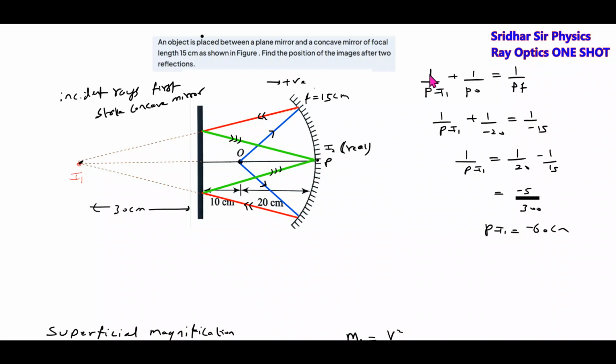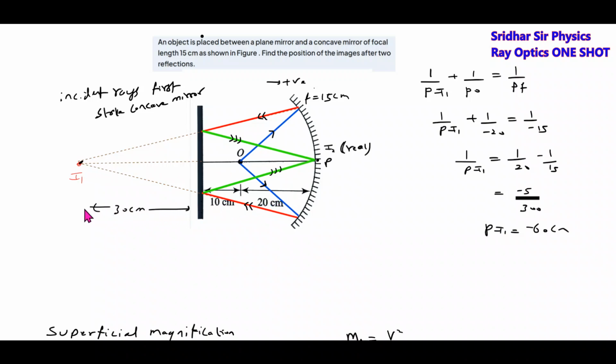Then we use the formula 1 by v plus 1 by u. For the rays incident on the concave mirror, towards right will be positive. The object distance, how much is it? Minus 20. Focal length we know, minus 15. So we will get v1. How much are we getting for v1? Minus 60 centimeter. This is 30.